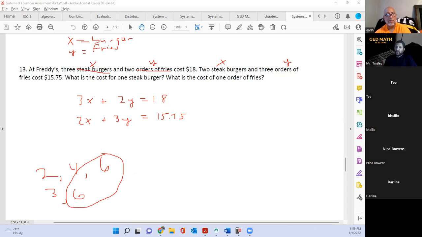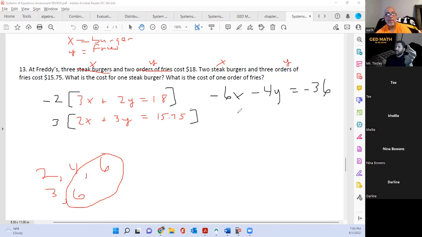So what we're going to do is we're going to multiply this equation by 3. And we're going to multiply this equation by -2. The reason why is because the opposite of 6x is -6x. So we got to multiply this. You never get something this hard, but I just want to show you how to do it. So -6x minus 4y equal -36.